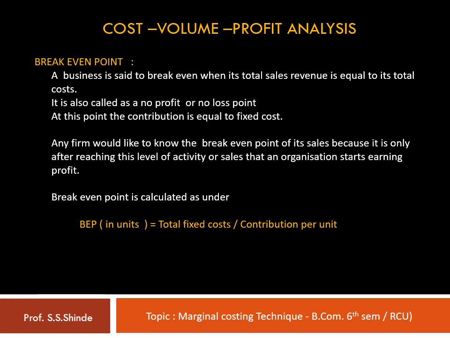Break-even point can be calculated both in units and in value. To calculate it in units, the break-even point equation is total fixed costs divided by contribution per unit. Whereas, in case of break-even point calculation in sales, the total fixed costs are divided by the PV ratio.